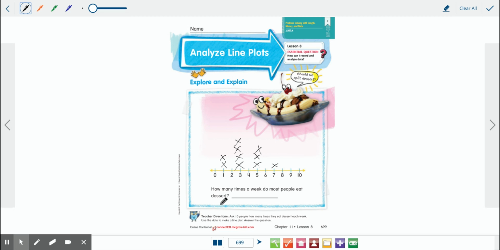So now we can answer the question, how many times a week do most people eat dessert? So what number has the most X's? And I can look and see that 3 times a week has the most X's with 4. So our answer is 3 times. And remember, we add our label. We're going to write 3 times.